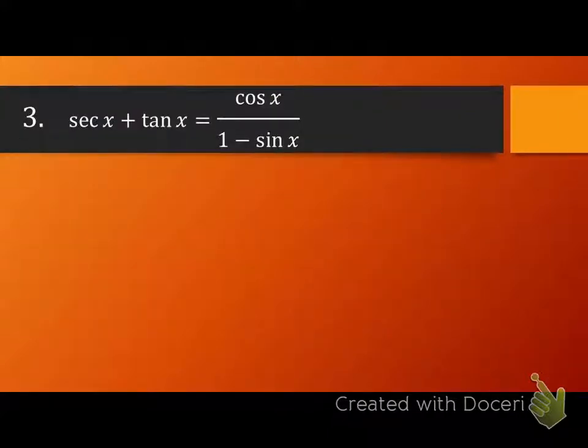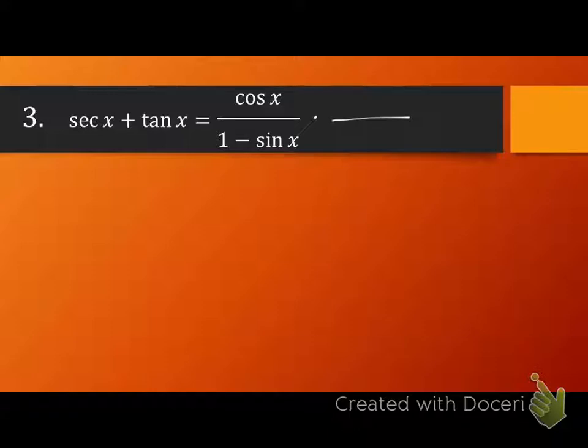Next one. Left side or right side? You might have a different opinion than what I would maybe want to do. Okay? But I want to choose the right side and work with it. It looks a little bit more complicated with the fraction and the minus sign. So, one of the hints in your notes from last time says if you see a 1 plus sign or 1 plus cosine, think about multiplying by the conjugate. That's what I want to do here.